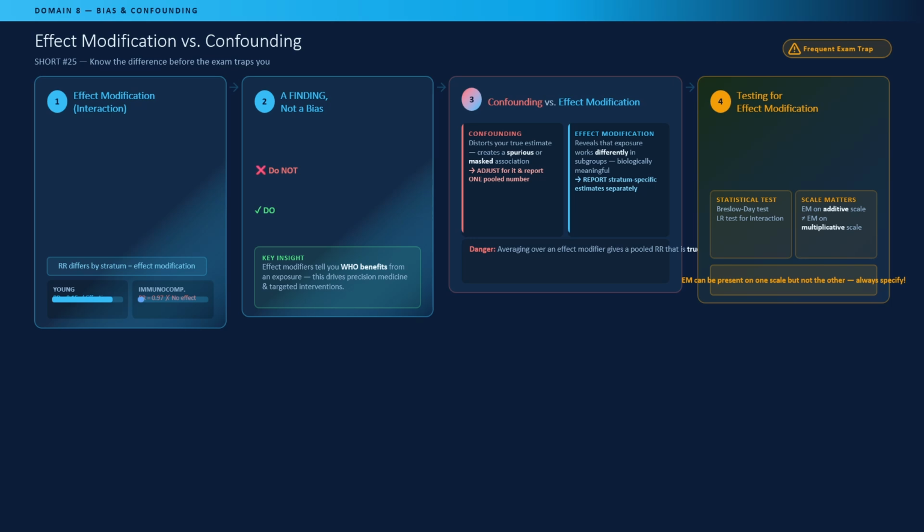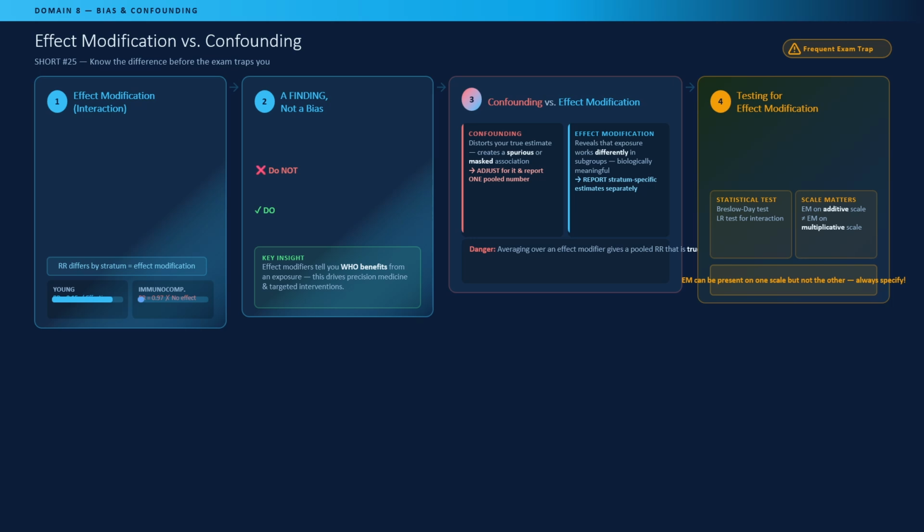And here's the single most important thing I can tell you about it. Effect modification is a finding, not a bias. It is not an error to be scrubbed out of your data. It's real biology telling you something true about the world. So the two rules are simple. Do not adjust it away. Do report your stratum-specific estimates separately. That's the whole distinction, really.